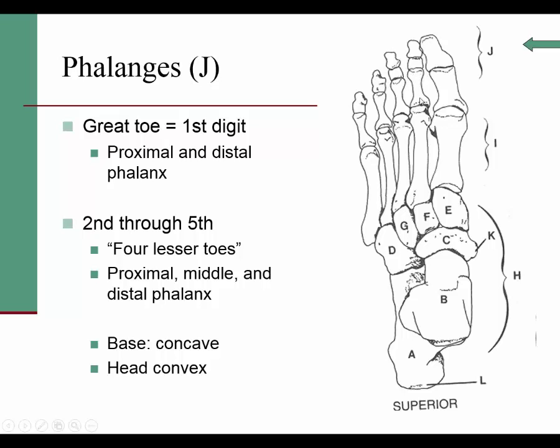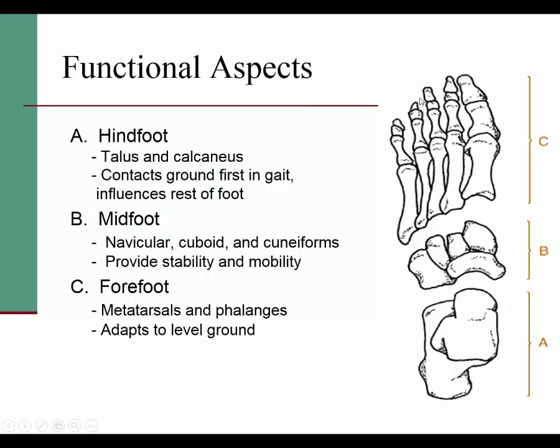As far as functional aspects of the foot, you have the hind foot, which consists of the talus and calcaneus, and that would be your heel. This is what comes in contact first when you are walking, and it influences the direction of the rest of the foot. Then we've got the midfoot, the middle portion. This consists of the navicular, cuboid, and cuneiforms. This is what provides stability and mobility for the foot during gait. And then you've got the forefoot. This is the metatarsals and the phalanges. This is what will adapt to the ground you are walking on.